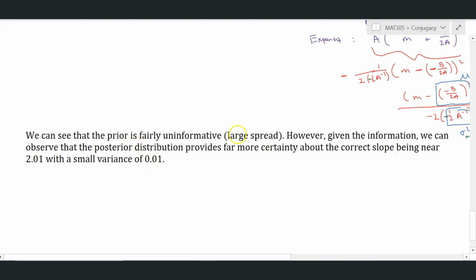So the prior distribution was fairly uninformative, had large spread, uncertainty. However, given the information, the data, we can observe that the posterior distribution provides far more certainty about the correct slope being near 2.01 with a small variance of 0.01. Not only that, but it is a normal distribution. Okay, so the complexities of posteriors and conjugacy, this is with conjugacy. If we did not have conjugacy, things could get even more complicated more quickly. But this is just a deep dive into some of the mathematics that we would have to go through with conjugacy.